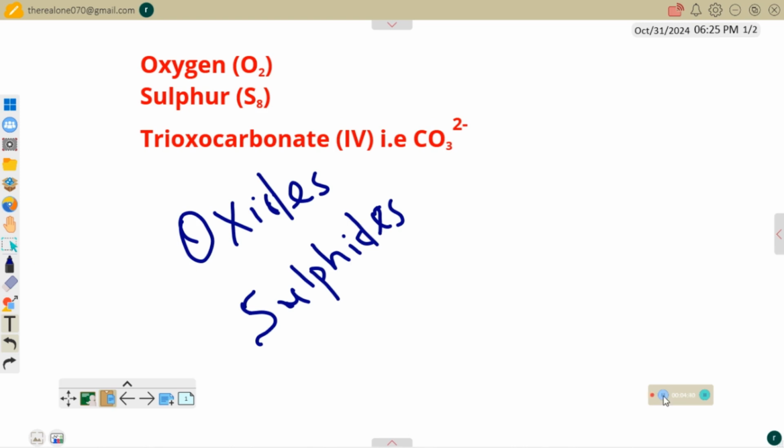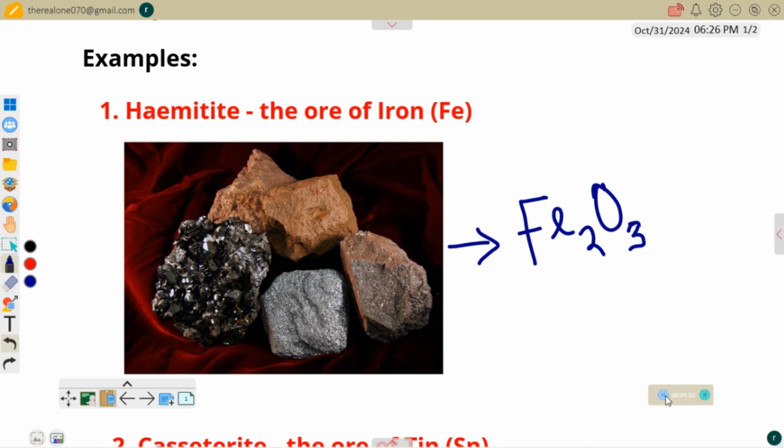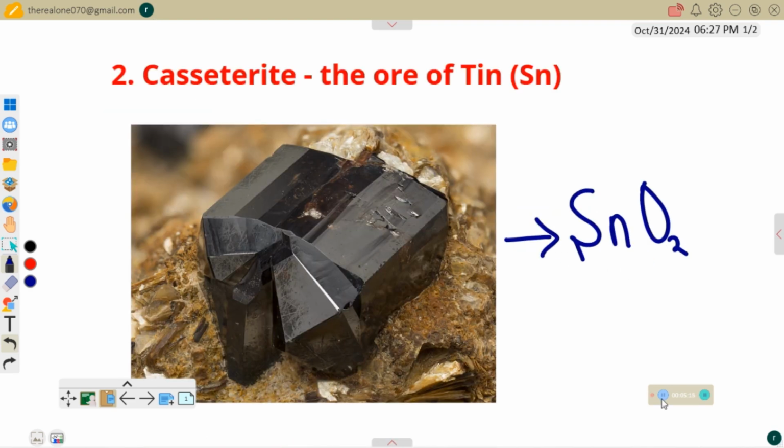So let's go back to our metallic ores, the examples that we gave above. Let's see how those elements exist in their ores. For example, hematite, the natural ore for iron. This hematite is iron(III) oxide. It means iron exists as an oxide in this natural ore, the metallic ore. So it exists as iron(III) oxide. Tin also exists as oxide in its natural ore. Cassiterite simply means tin oxide. So it's made up of tin and oxygen. That means tin exists as oxide in it.